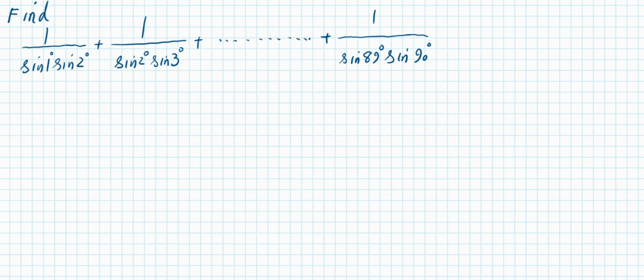For this problem, we want to find the result of this trigonometric series. The first term, as you see, is 1 over sine of 1 degree, sine of 2 degree. The second term is 1 over sine of 2, sine of 3. And this goes on until we reach the term 1 over sine of 89, sine of 90.